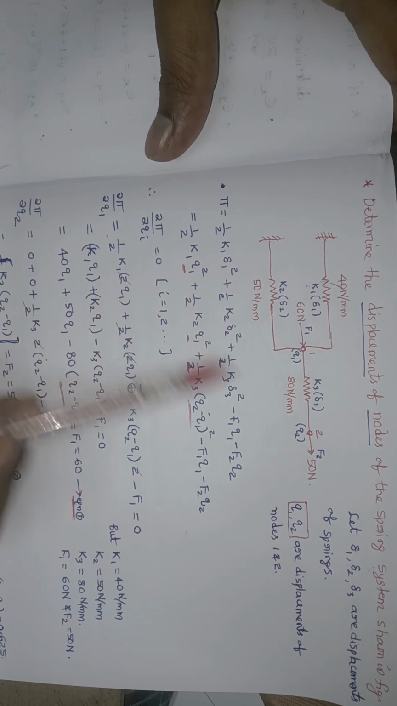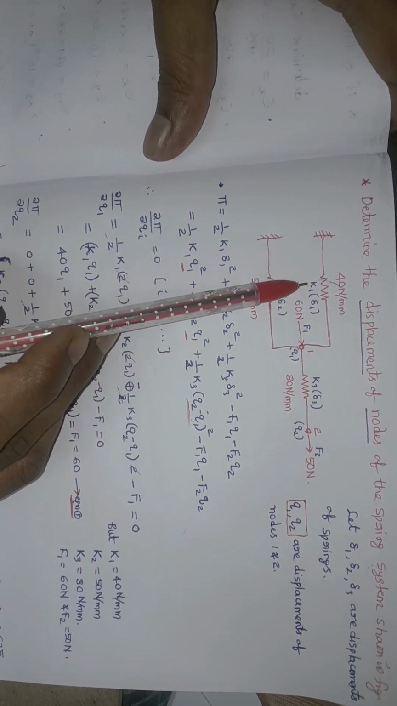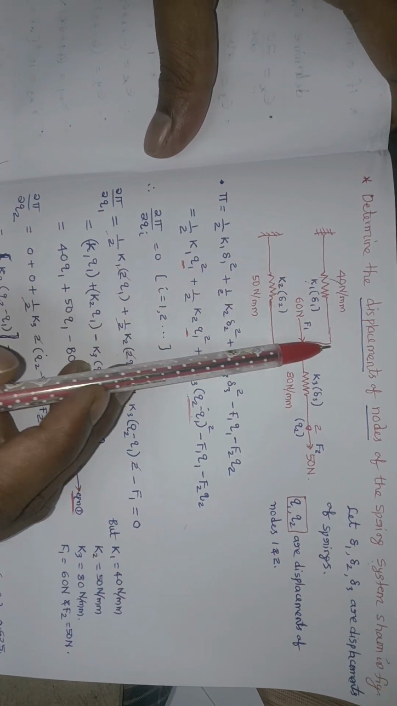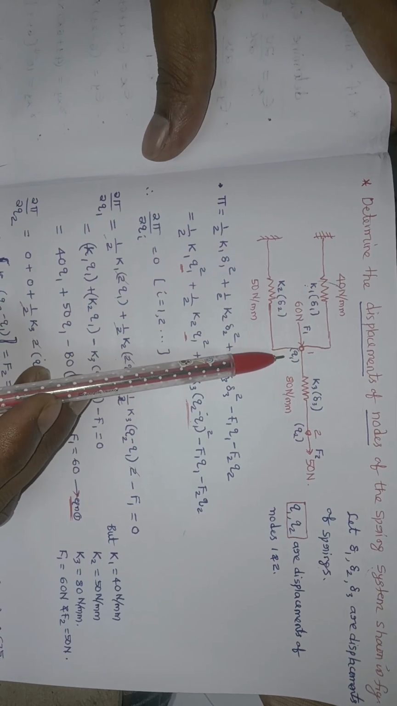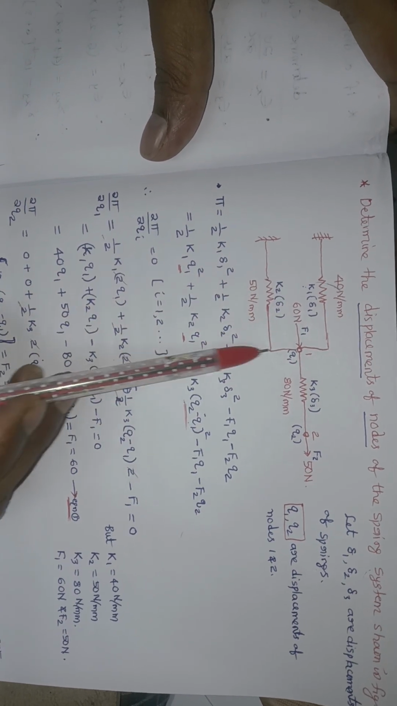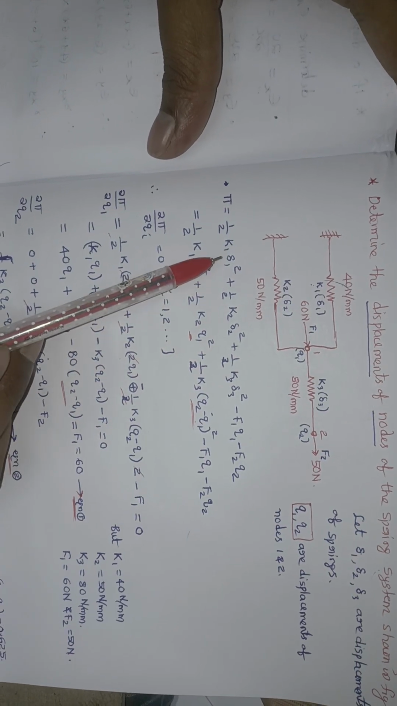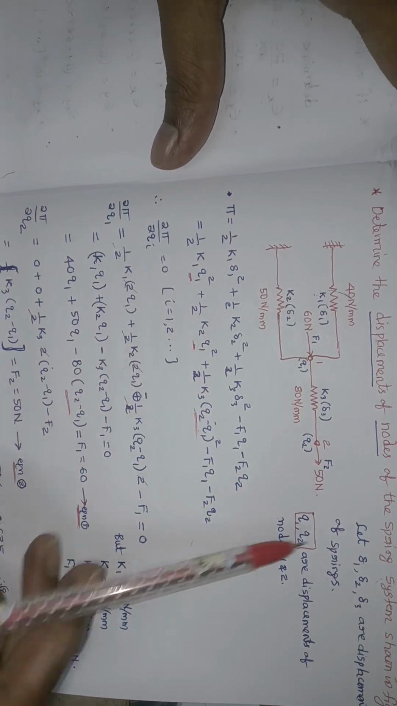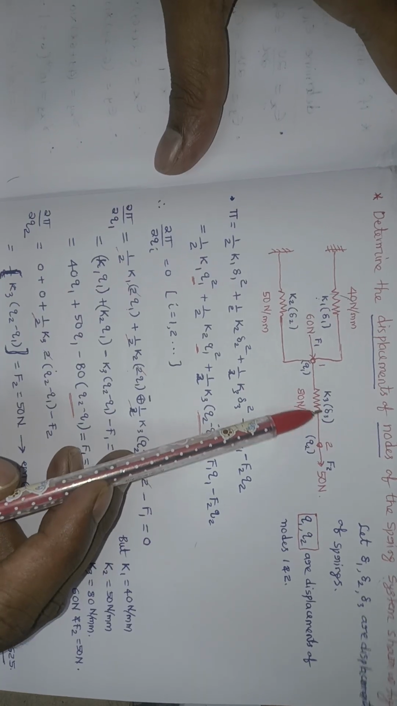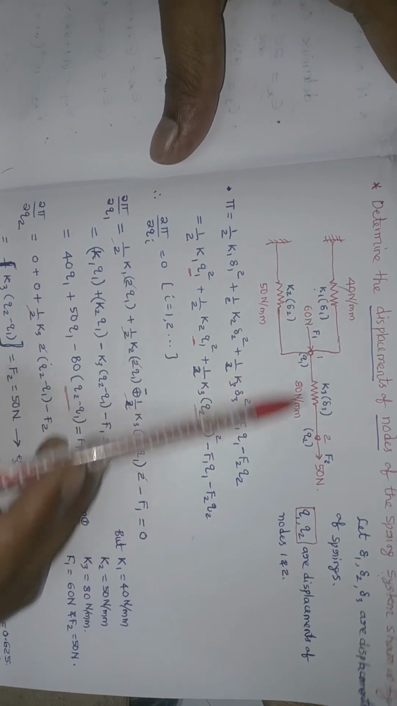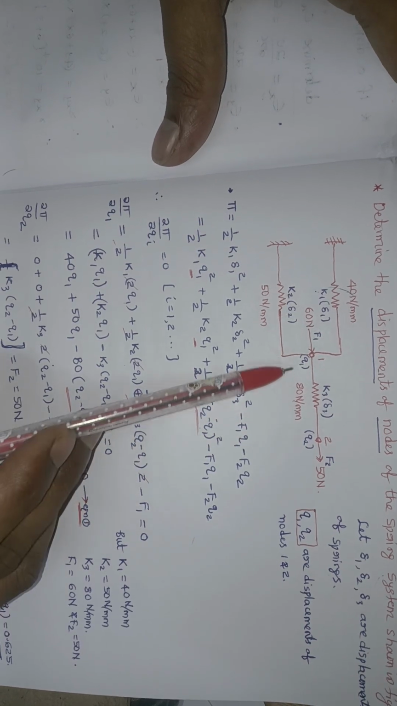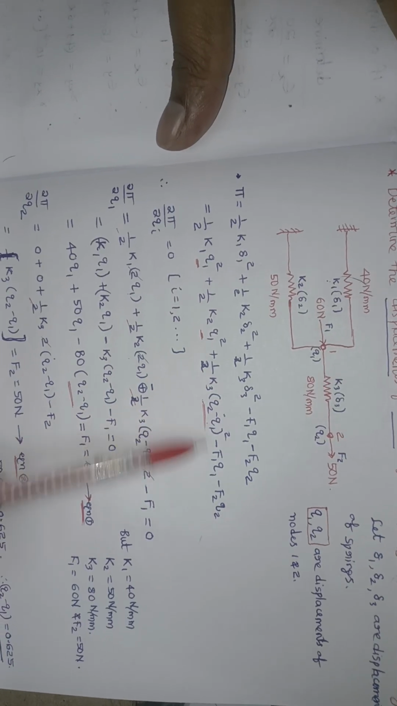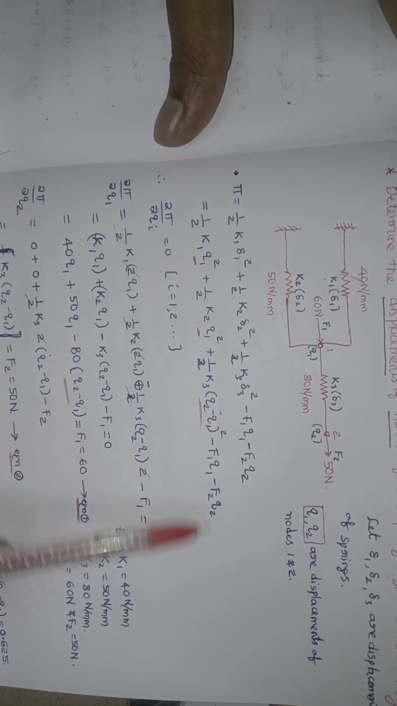Okay, so here we observe that delta 1 and delta 2 are displacements corresponding to node 1 and node 2. That's why in place of delta 1 we have taken Q1, and here also Q1, but delta 3 is in between the Q1 and Q2 nodes. That's why in place of delta 3 we have taken Q2 minus Q1. Remaining are the same, F1 Q1 minus F2 Q2.